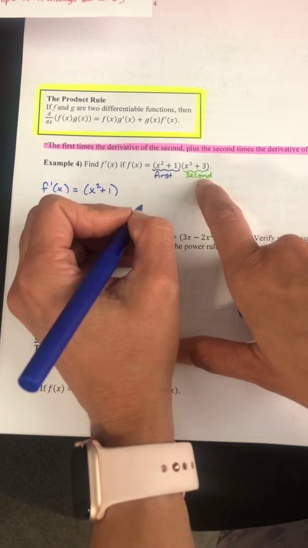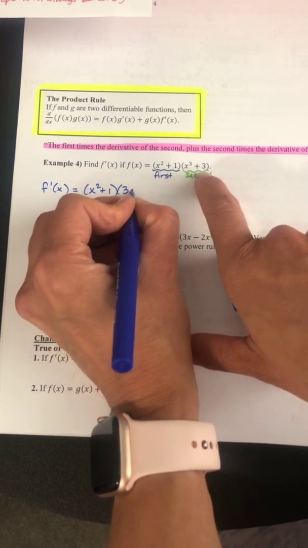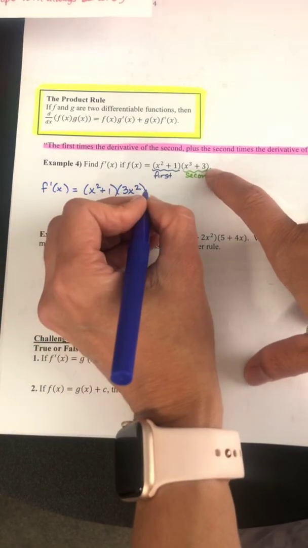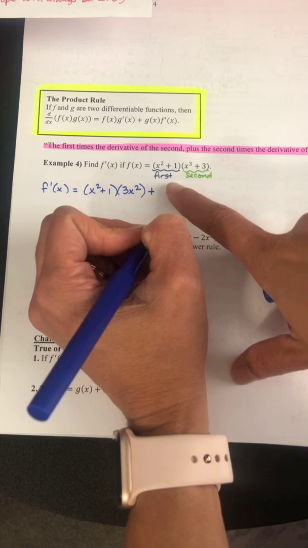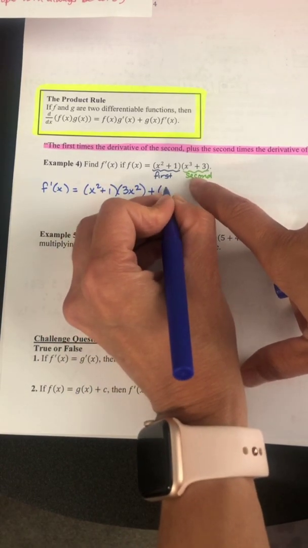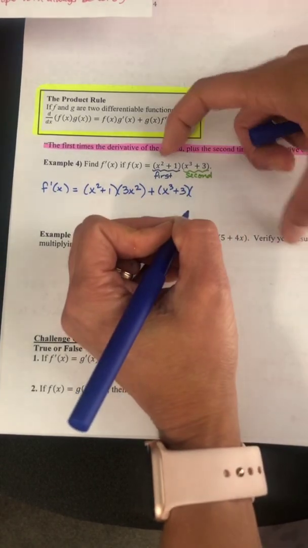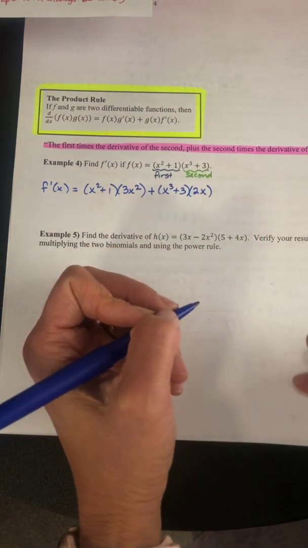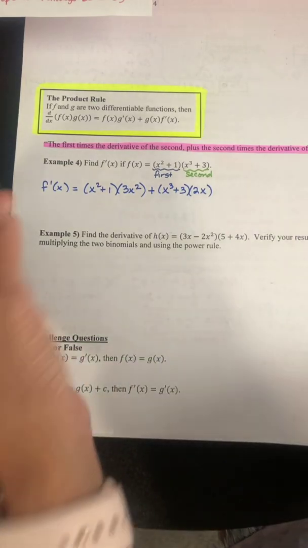times the derivative of the second. So the derivative of x cubed plus 3 is 3x squared. The constant goes away. The derivative of a constant is 0. Plus the second, right? The second one is x cubed plus 3, the one that we haven't taken a derivative of yet, times the derivative of the first one, so 2x. Okay, and we're going to multiply that.